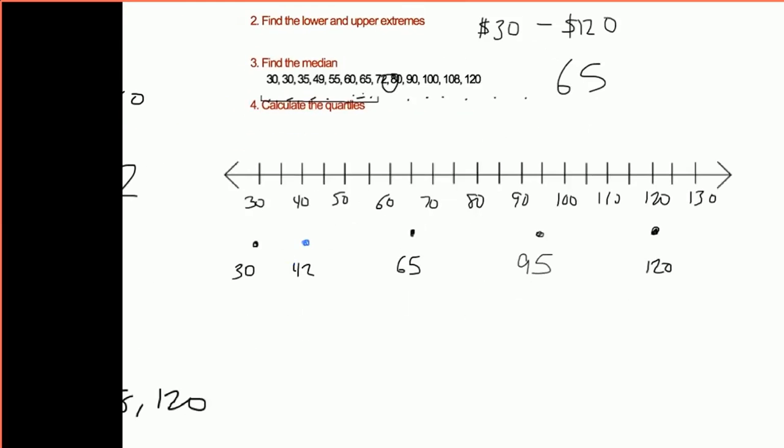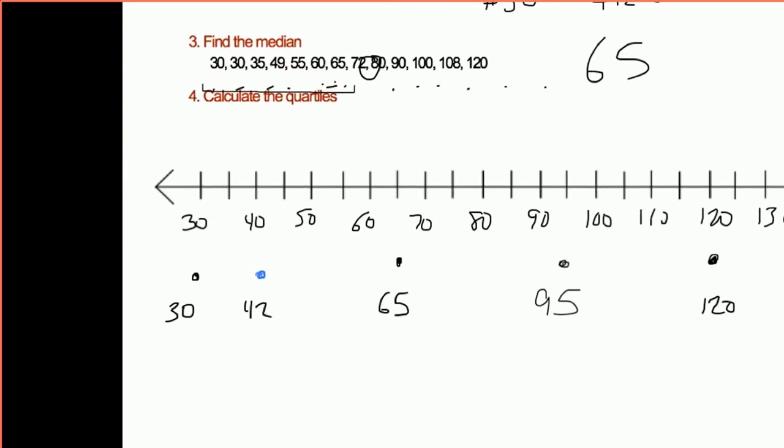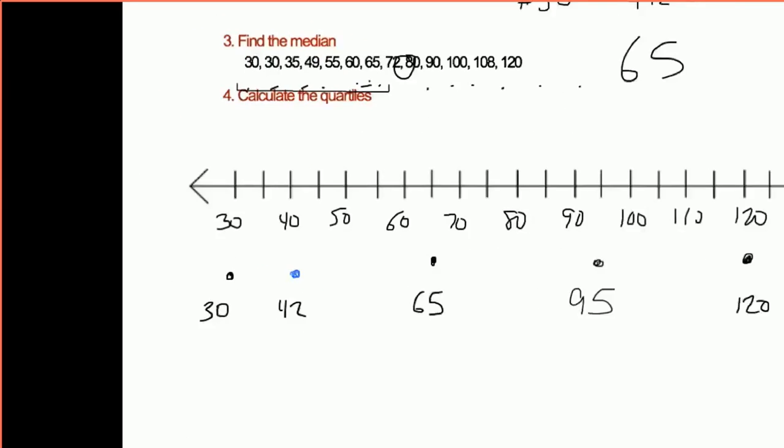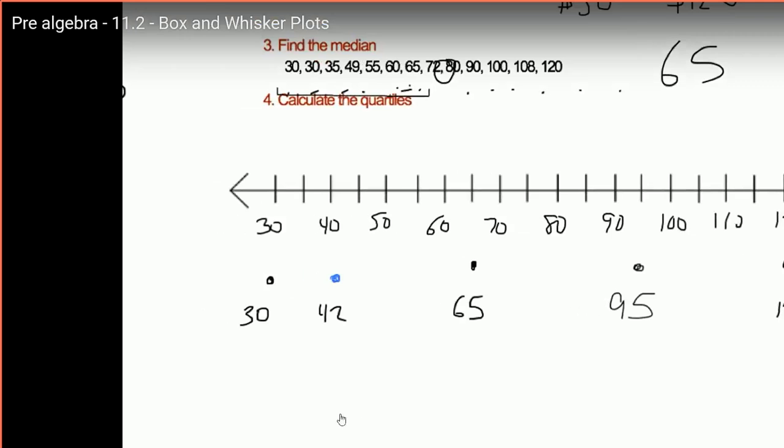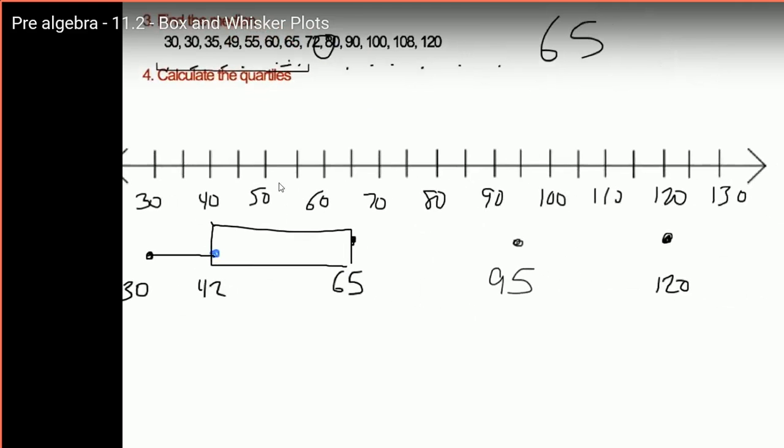Well, now we're going to draw the box and the whiskers, okay? So the far leftmost whisker is going to be from your lower extreme to that lower quartile. So you're going to go right like that, okay? Now, from the lower quartile to the median, you're going to draw your first box, like that. And then from the median to the upper quartile, you're going to draw another box. Like that. And then from the upper quartile to the upper extreme, you're going to draw your last line.